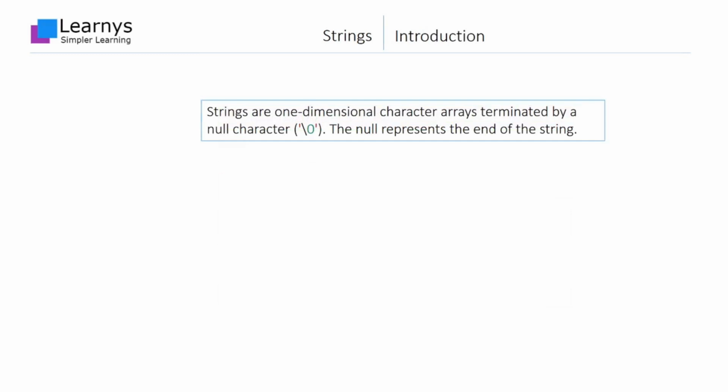Conceptually, strings are one-dimensional character arrays terminated by a null character. The null character represents the end of the string. Strings can be anything, from a name like Learnics to the name of your country like India. Strings are often represented as an array of characters. We will look at this representation in a second.